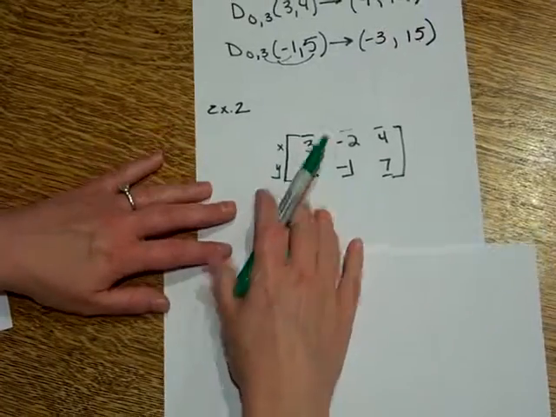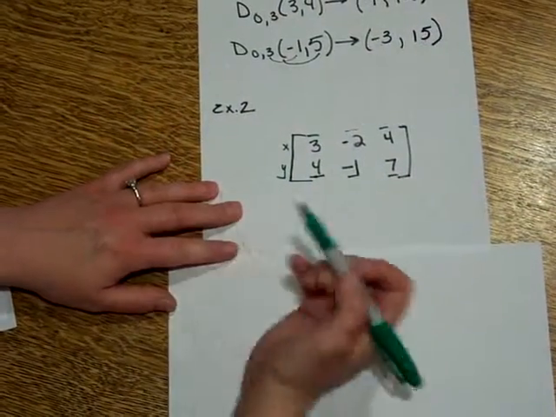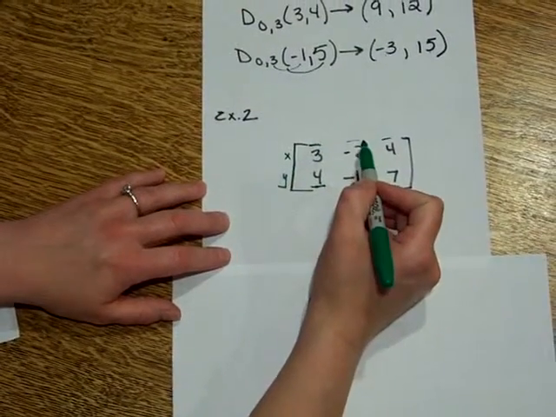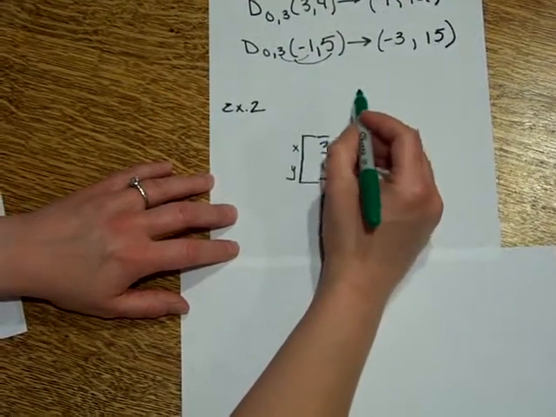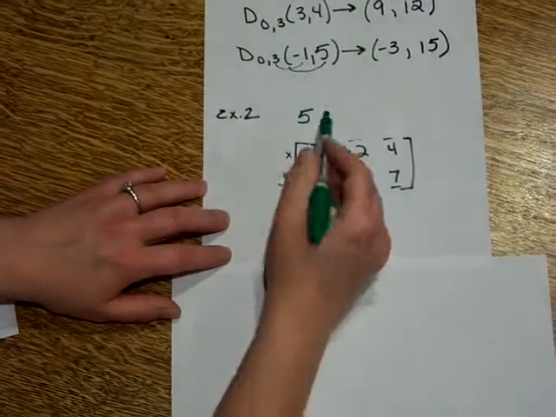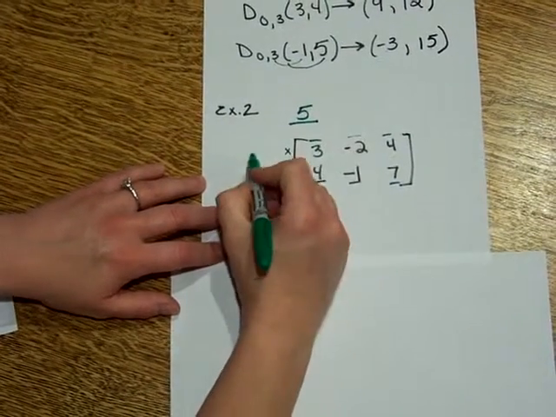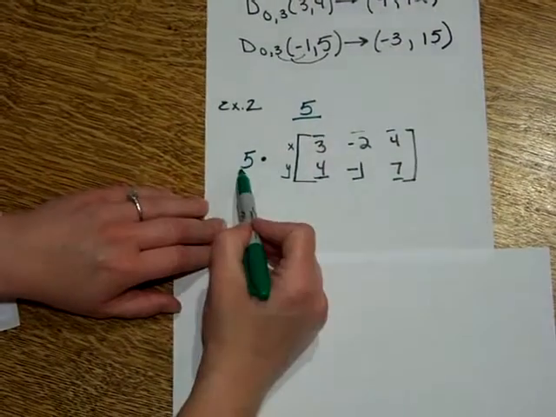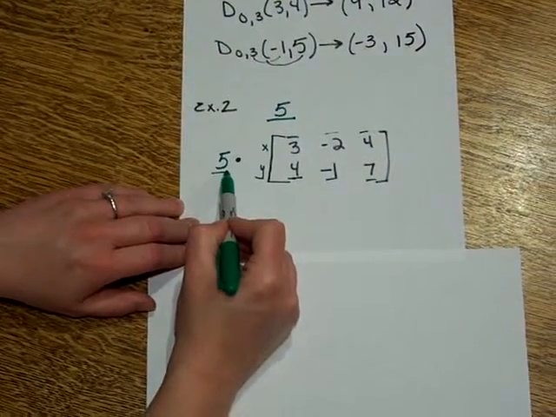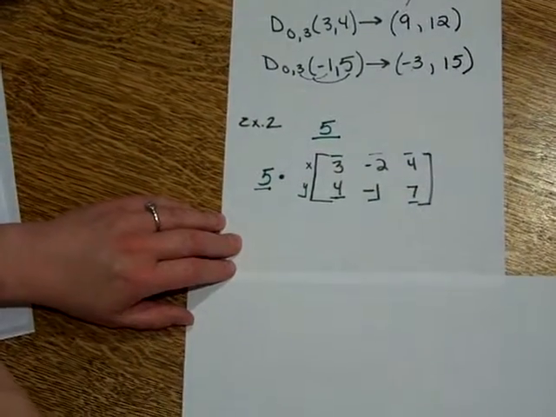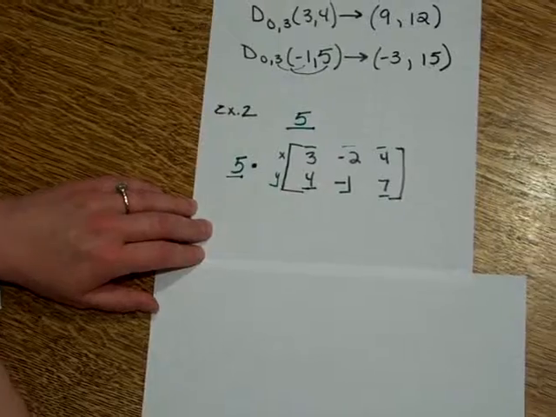If we had a pentagon, we'd have 2 more, and so on. This time, when I'm taking my dilation, and I'm told that it's by a scale factor of 5, I am simply going to multiply this 5 outside of my matrix. Again, this is my scale factor here, multiplying to my matrix. Different from what we did the other day, much easier.